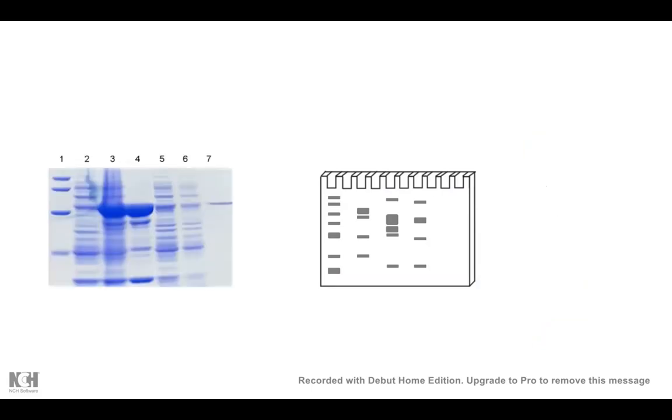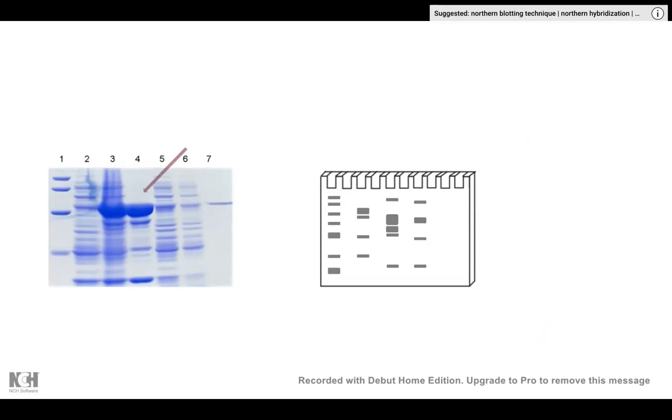Now, this is how an exact gel looks after SDS-PAGE running and staining with Coomassie blue. Now the second part of Western blot is to transfer these proteins onto a PVDF membrane, such that you can detect your protein of interest.